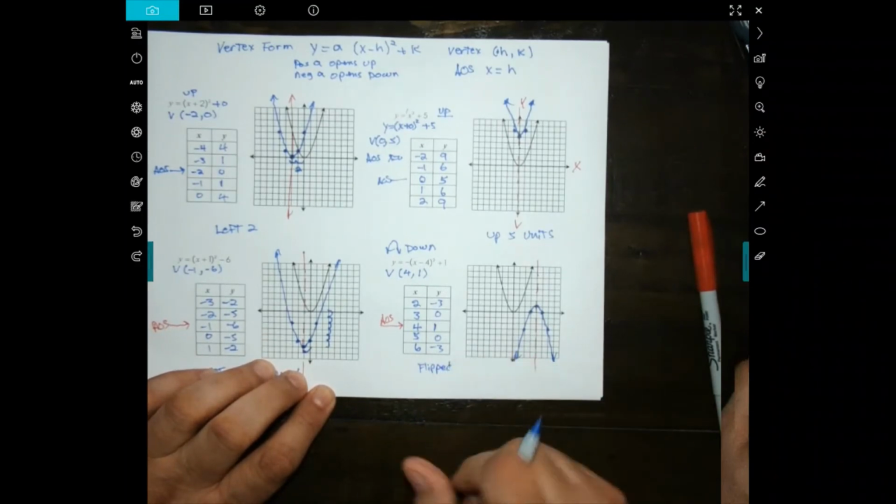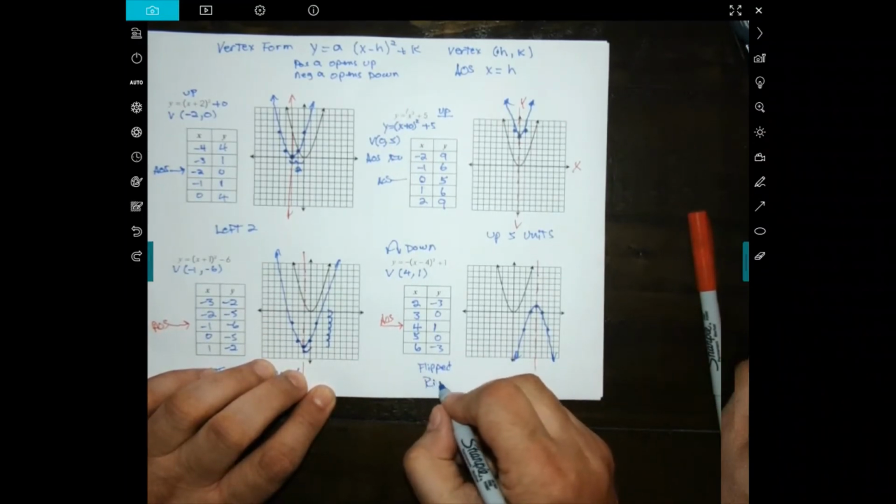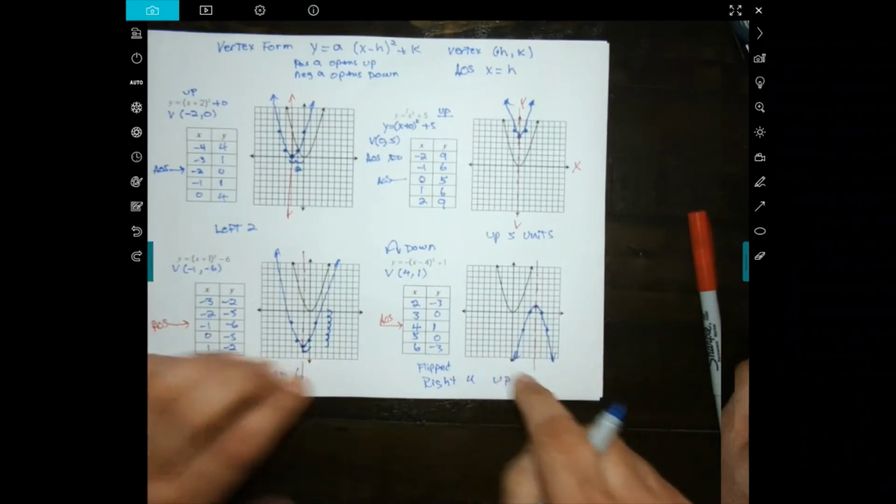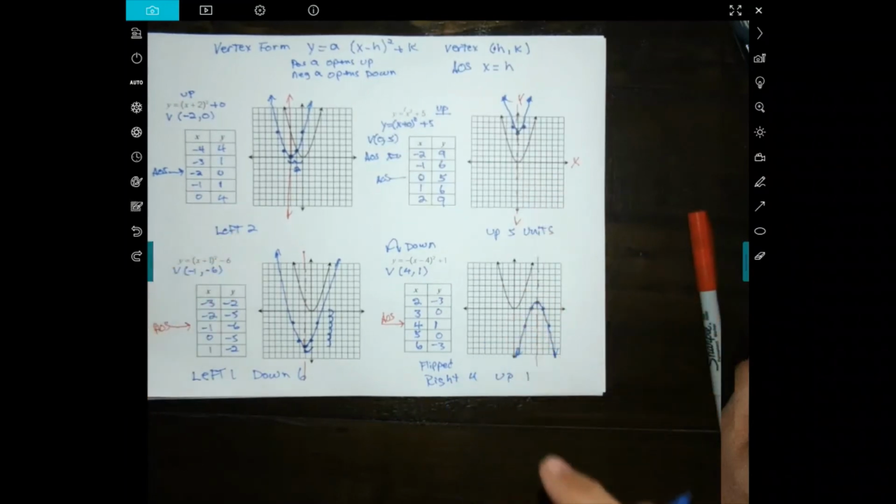And so I could say now we know that it flipped. So it transformed in a flip, but it also moved right 4 units and up 1 unit. Now let's look at each one of these individually for just a second.